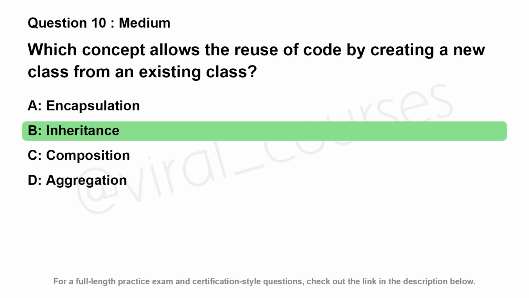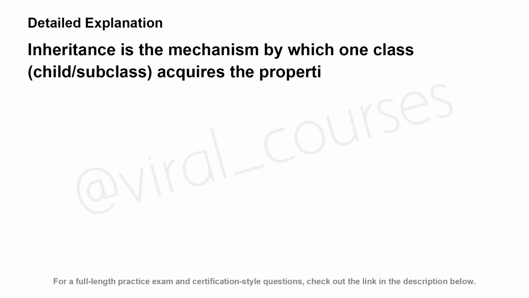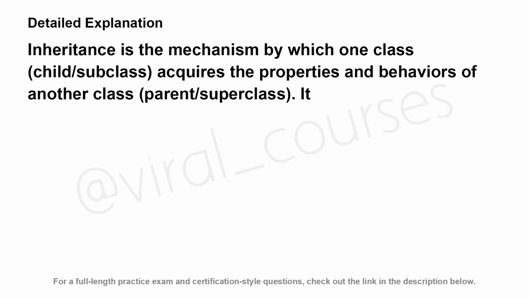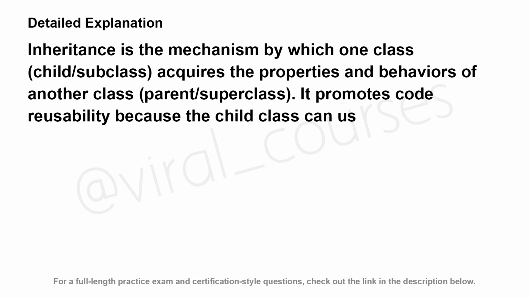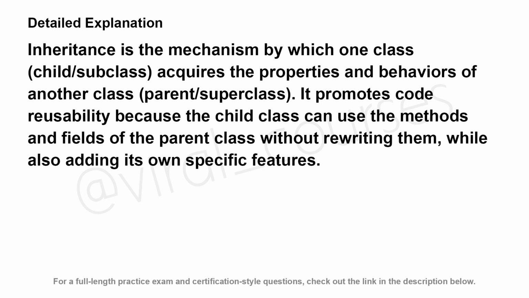The correct answer is B. Inheritance is the mechanism by which one class, child, subclass, acquires the properties and behaviors of another class, parent, superclass. It promotes code reusability because the child class can use the methods and fields of the parent class without rewriting them, while also adding its own specific features.